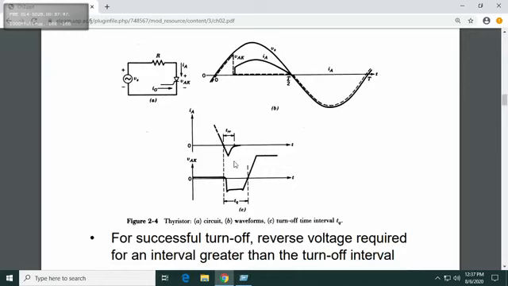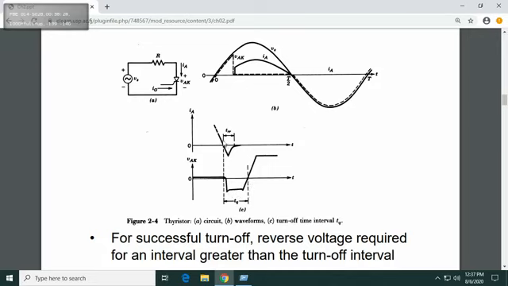And then again, in a similar fashion to the diode, we have the reverse recovery time, TRR here. But we also have something else. We have the turn off time interval TQ. Please make note of this. TQ is the turn off time interval. Why turn off time interval? Because we will be supplying a negative current. Once we have supplied the negative current, it takes some time for it to go back to 0.